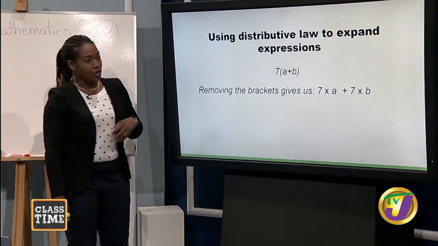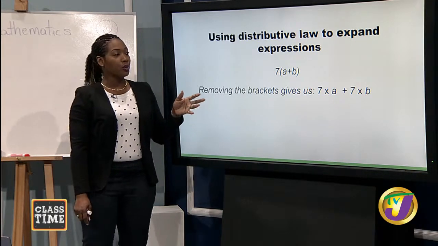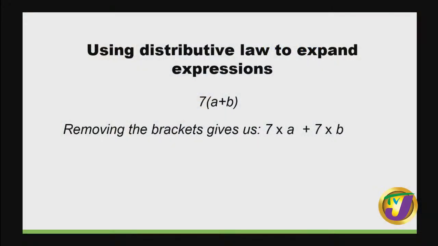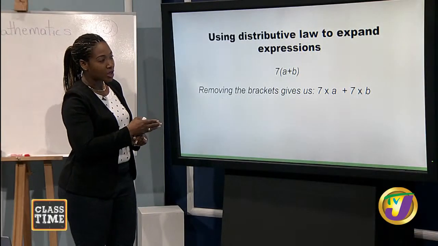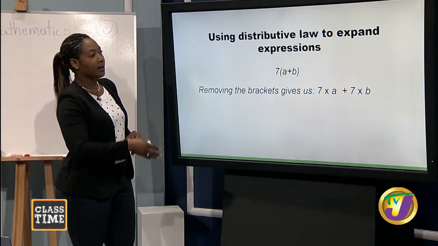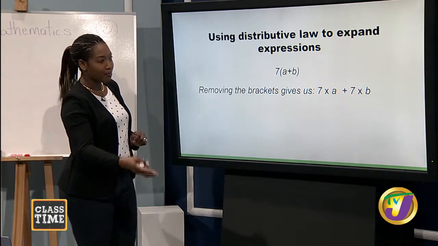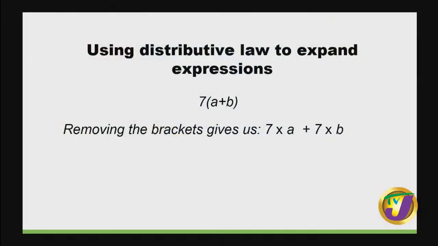All right. So what can we do here now? We can use what is known as the distributive law. So 7 on the outside of the bracket must be used on both the a and the b inside of the bracket. So let's look at what that is. So what we're saying is 7 must be multiplied by the a, added to b, which is also multiplied by the 7. So we have 7a plus 7b.